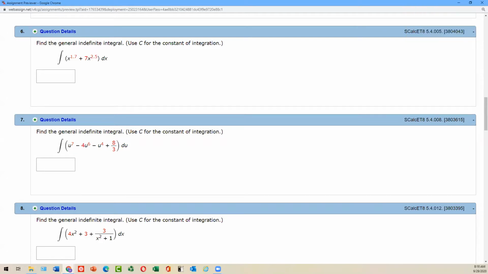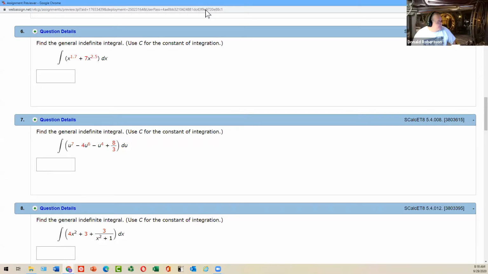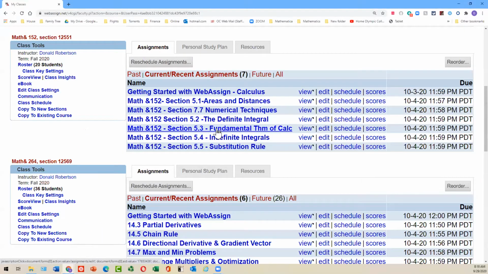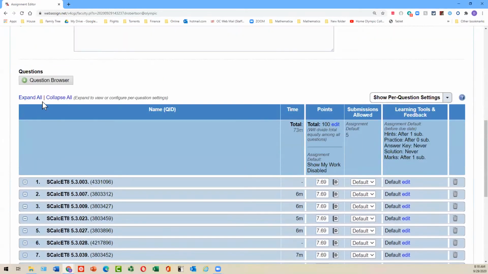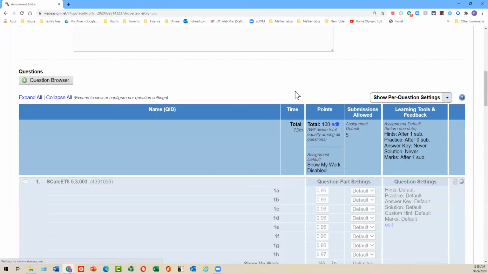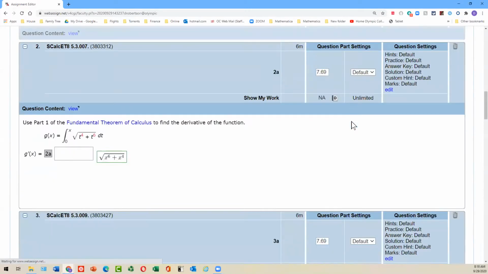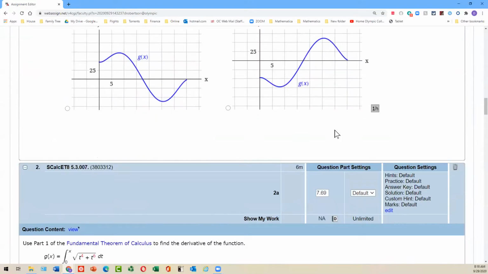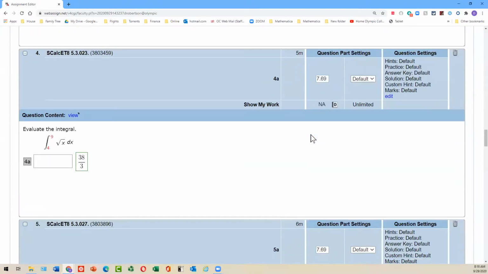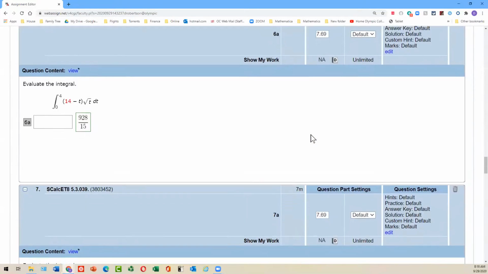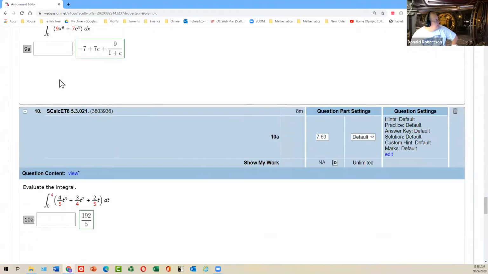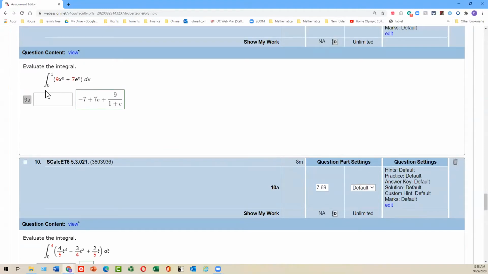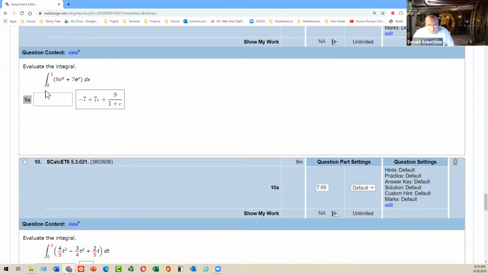There's one on 5.3. It was kind of dealing with, I remember one of them, I was dealing with e to the x. Okay, I'm looking for something that's got an e to the x in it. Is it this guy here? Yeah. You see it? Okay, let's look at that one.